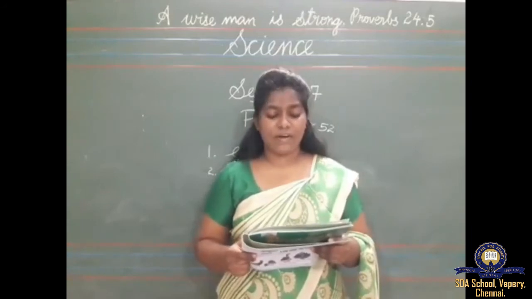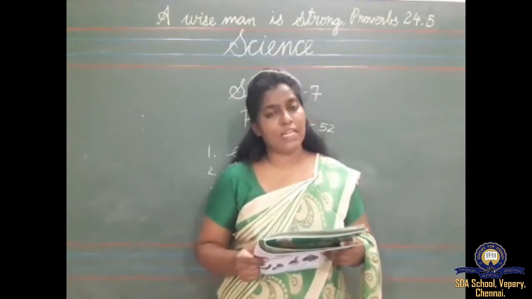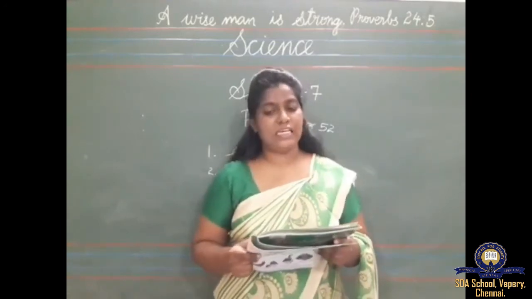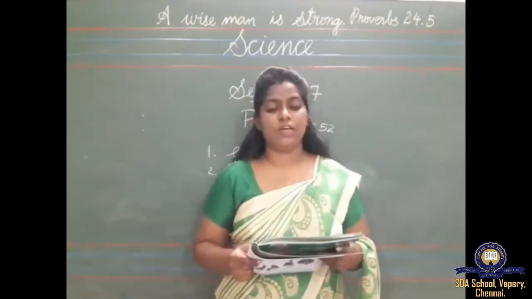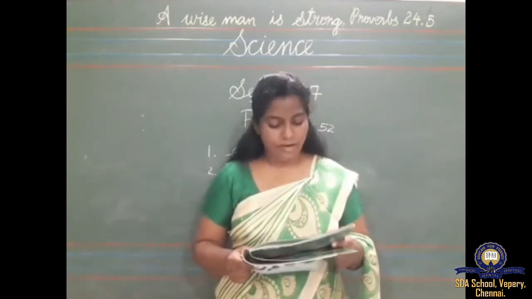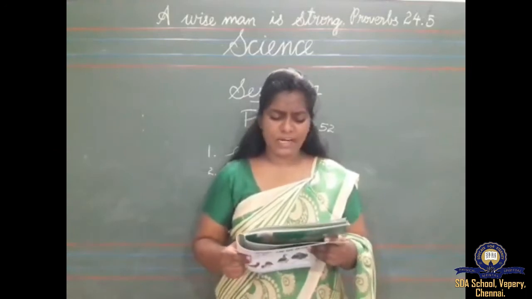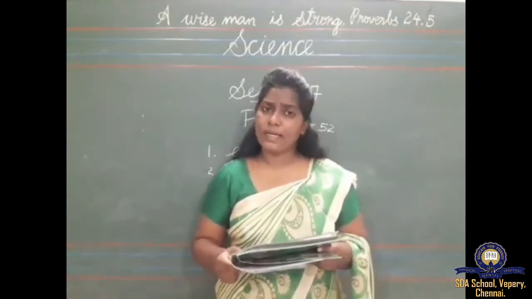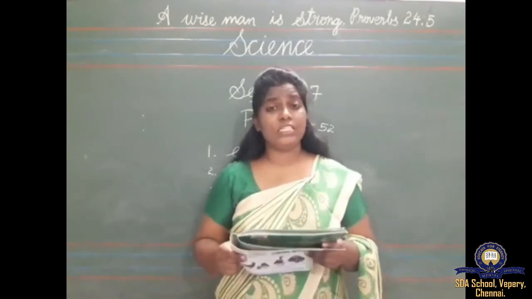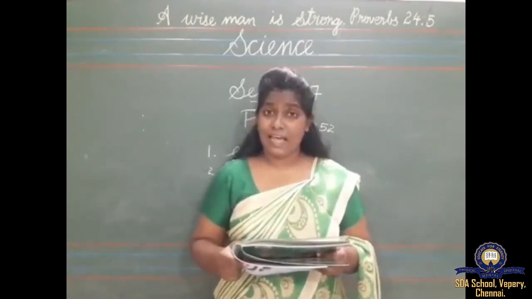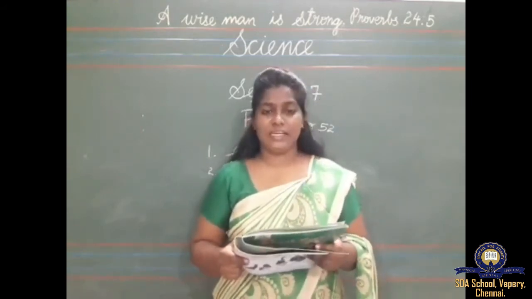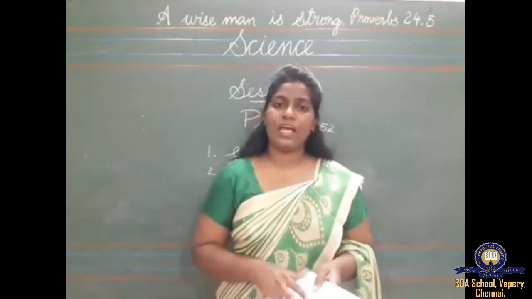Rice. What is the third one? Rice. What is the spelling of the third one? R-I-C-E. Rice. What is the spelling of rice? R-I-C-E. Rice. Very good. What is the fourth one? Ghee. What is the spelling of ghee? G-H-E-E. G-H-E-E. What is the fifth one?